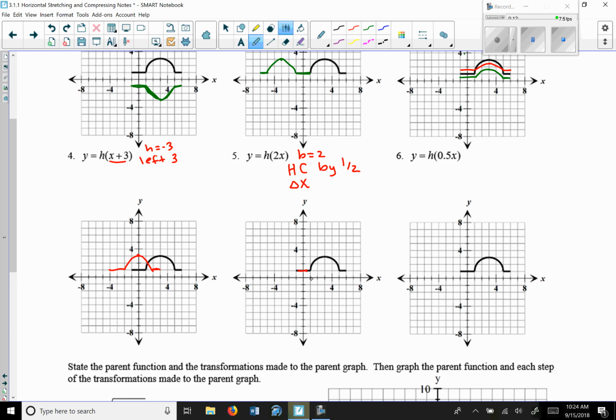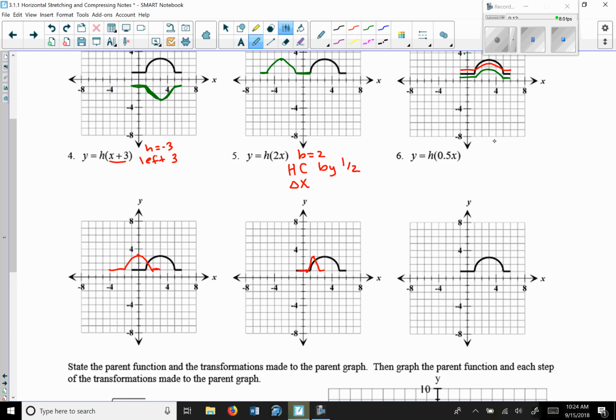Then we have, let's see, 1, 2, 3. So 3 times 1/2 is 1.5. 5 times 1/2, 2.5. And 6 times 1/2 would give me 3. So that's my new graph there. And notice that it is half the size of my parent graph, which means we could actually fit 2 of those inside my parent graph.